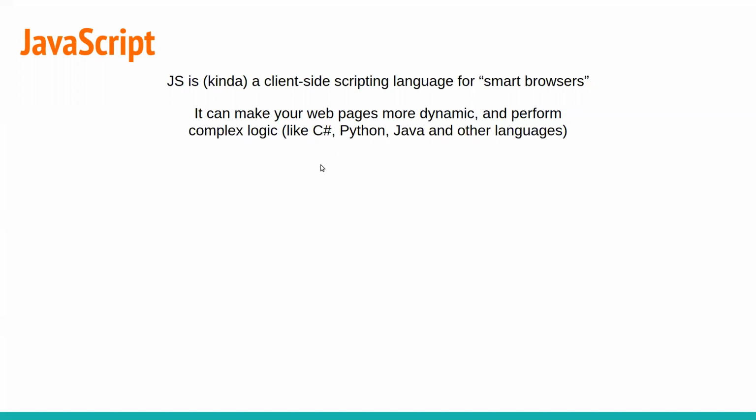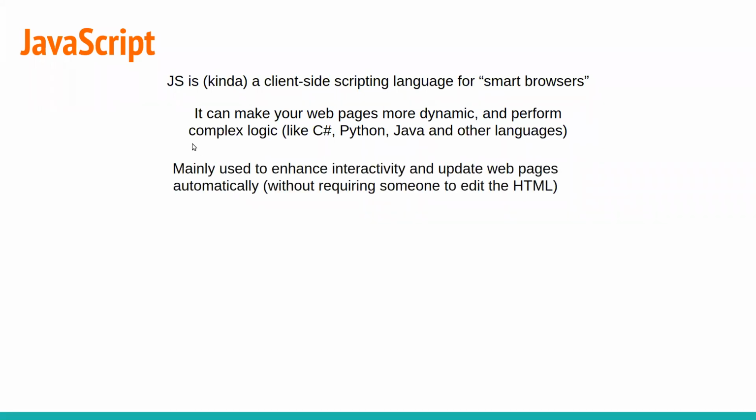So what JavaScript can do is it can make your web pages much more dynamic and it can perform complex logic. So JavaScript is a very powerful language. It can do everything C# can do, everything Python can do, everything Java can do, pretty much. All the practical stuff that you would want a client-side scripting language to do. If statements, for loops, while loops, all of that kind of stuff. You can define methods, you can do addition, you can do division, you can parse stuff, you can do basically anything you need. Okay, it's mainly used to enhance the interactivity and update web pages automatically.